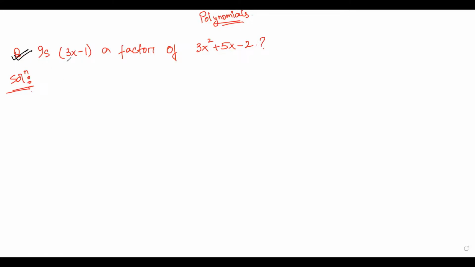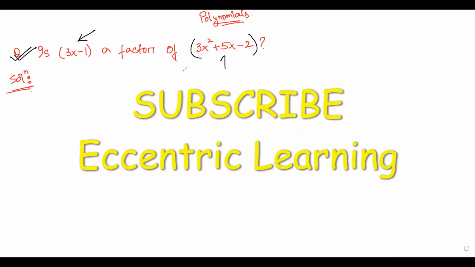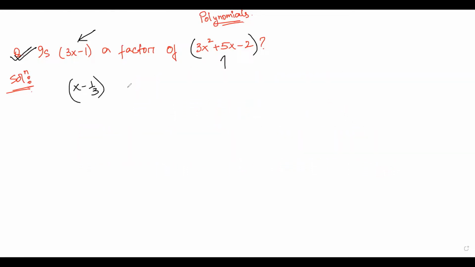Let us see this question. Is 3x minus 1 a factor of this quadratic polynomial? Well, one thing that we can do is we can simply factorize this quadratic polynomial and we can see whether 3x minus 1 is a factor or not. Or what we can do is we can simply use the remainder theorem. So if 3x minus 1 is a factor of this quadratic polynomial, in that case, x minus 1/3 will also be a factor of this quadratic polynomial. So using the remainder theorem, if x minus 1/3 is a factor of this quadratic polynomial, in that case, x equal to 1/3 should satisfy this quadratic polynomial.